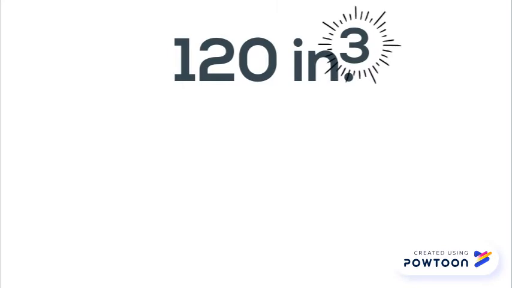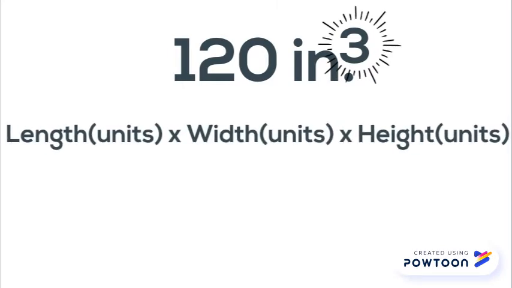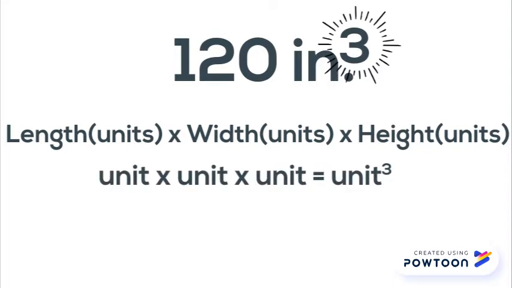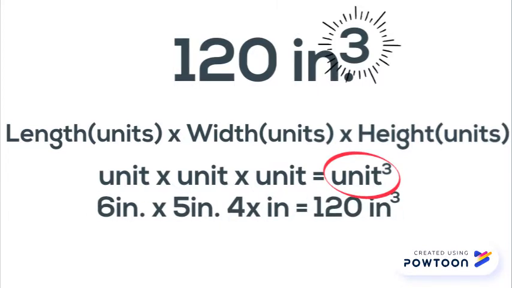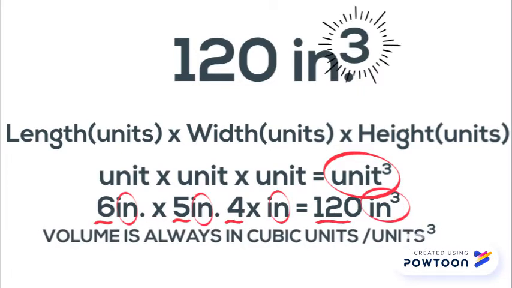120 inches to the third power, or 120 inches cubed, means length in units times width in units times height in units. Unit times unit times unit is unit to the third power, or unit cubed. So we did 6 inches times 5 inches times 4 inches, or 6 times 5 times 4, which is 120, and inch times inch times inch, which is inch to the third power, or inches cubed. Volume is always expressed in cubic units or units cubed.